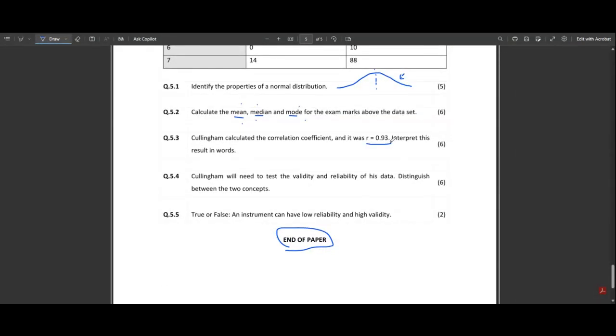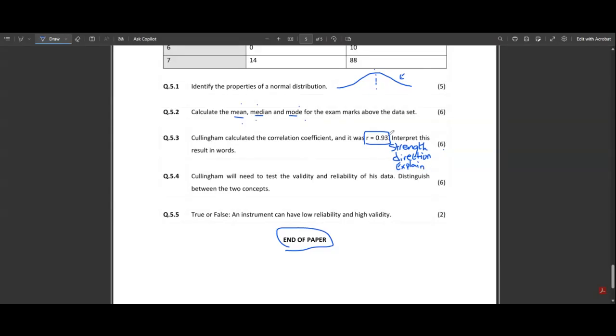Okay, then now they've asked you to interpret an R value for 6 marks. So remember, there's basically 3 things that you always have to do when you're given an R value. You give the strength, so is it weak or strong? You give the direction. And then you explain what that means. That would be the 6 marks, literally.